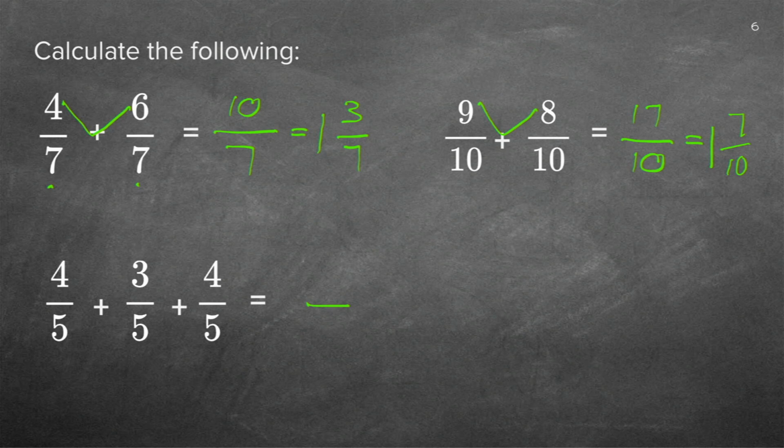Denominator, 4/5 plus 3/5 plus 4/5. So my denominator is 5. So 4 plus 3 equals 7 and 7 plus 4 equals 11. So how many times can I take 5 from 11? I can do it twice. 2 times, 2 wholes, 5, 10, 15. And then 1/5 will be left.